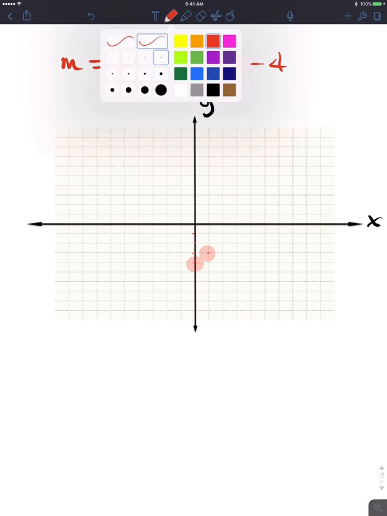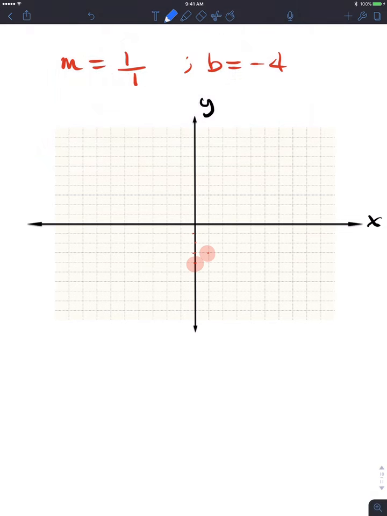We're now going to graph. Now again, this is a dotted line because we have a strict inequality. If you noticed, your origin is available. That is, x is 0, y is 0.